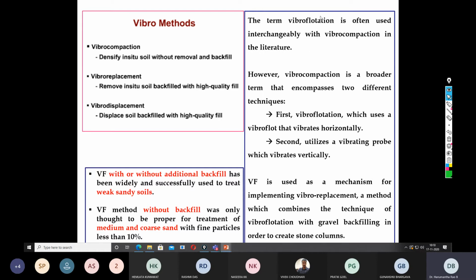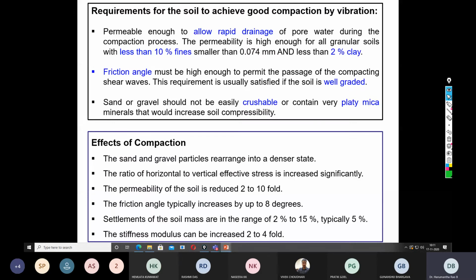Generally, vibro flotation and vibro compaction both can be used as synonyms. So therefore don't get confused. When somebody is talking about the vibro flotation, they are talking about the vibro compaction only. Vibro compaction encompasses two techniques. First, vibro flotation, which uses a vibro float that vibrates horizontally. The second utilizes a vibrating float which vibrates vertically. So it depends upon the application of energy in the horizontal direction or the vertical direction. So this is the applicability of the vibro flotation technique.